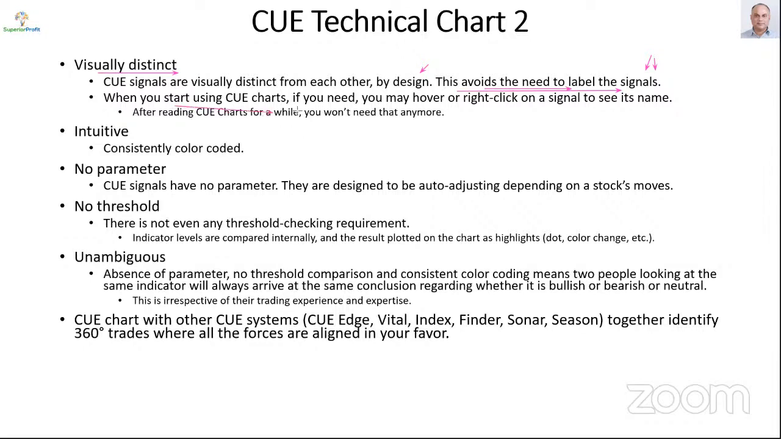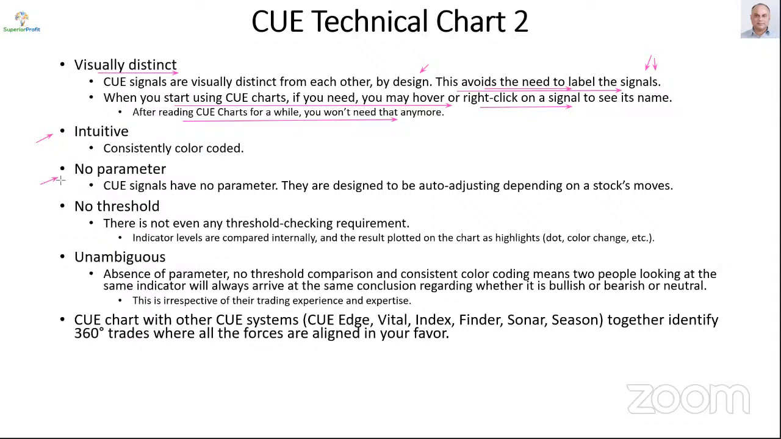When you start using Q charts, if you need, you may hover in case of Metastock or right click on a signal in case of TradeStation to see the indicator's name. After reading Q charts for a while, after using it, you won't need that anymore. Intentionally, I made the design so that we don't need labels on the indicators. Also, the indicators are intuitive, consistently color-coded.